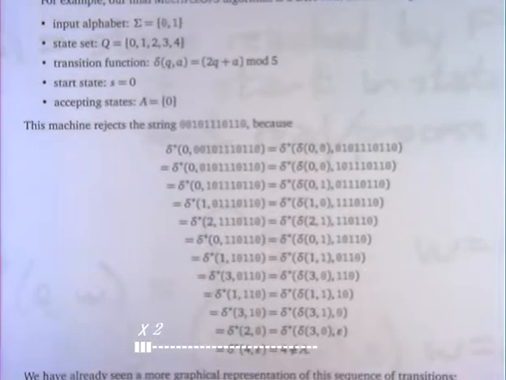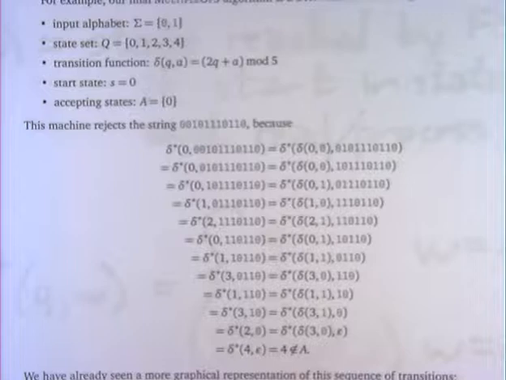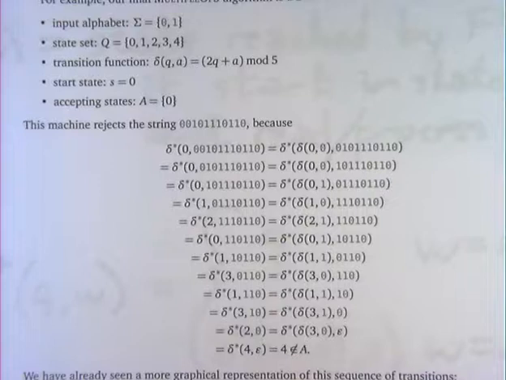So for the machine that we saw earlier, here's an explicit computation of what you get if you start in state 0 and you read 001011101110, which, if I have done this correctly, is binary for 374. And you just sort of grind through the recursion until eventually you reach state 4, which is 374 mod 5. Okay?